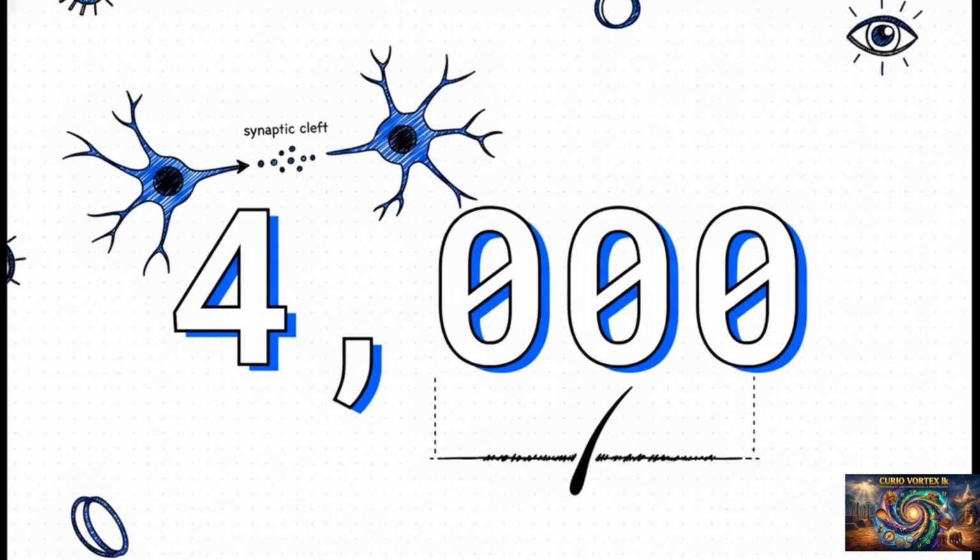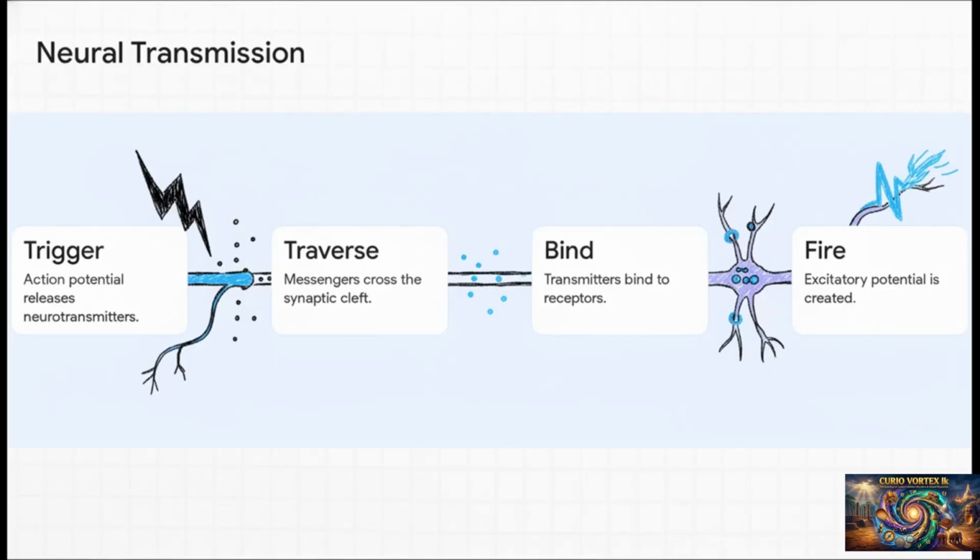But how do these cells actually pass the message to one another? Well, I want to prepare you for the astonishing microscopic scale of neural transmission here. When a signal jumps from one neuron to the next, it crosses a tiny gap called a synaptic cleft. This gap is just 20 to 30 nanometers wide. To put that into perspective, that is roughly 4,000 times thinner than a single strand of human hair. No way, right?